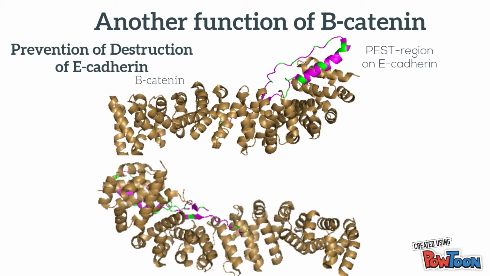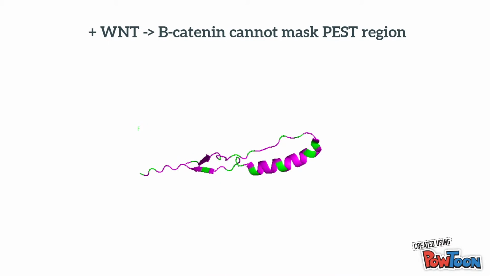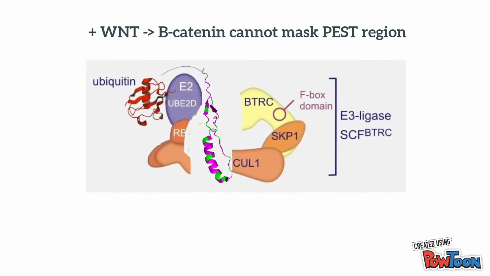This region is the catenin binding region of catenin and a sequence of peptides which can be phosphorylated and ubiquitinated on the E-catenin. When the Wnt signaling is activated, beta-catenin can't mask the pest region anymore because it is transferred into the nucleus. Now, the pest region of the E-catenin is recognized by the Skp-Cullin F-box ubiquitin E3 ligase, and it will be destructed via proteasomal destruction.